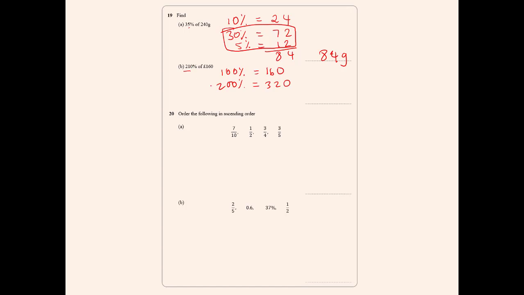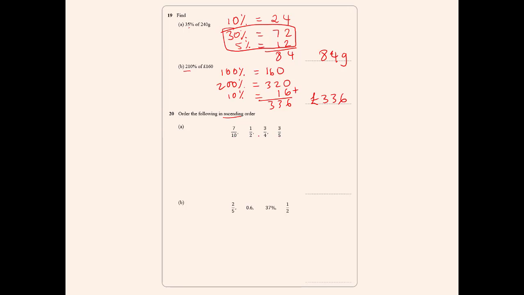Now we need 10 more percent. We got 200 there, so 10% will be 10% of 160, just divide by 10, which gives us 16. Added together gives us 336. So 336 pounds. Order the following in ascending order, so small to big.